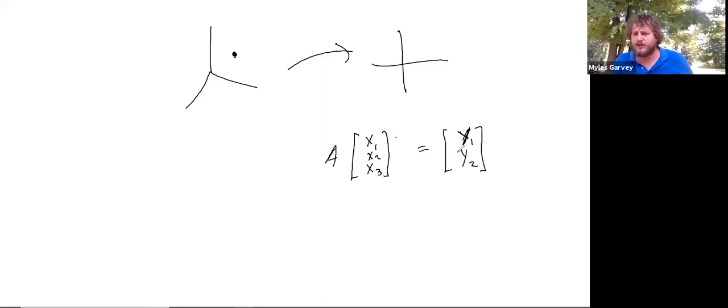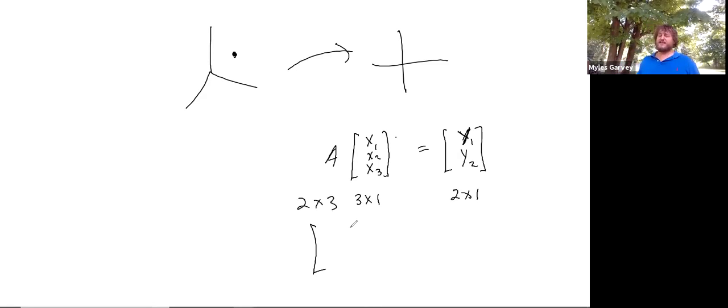So how do I do this? Well, if this is a 2 by 1 and this is a 3 by 1, to get the 2 by 1, I need a matrix that is 2 by 3, right? Now, depending on what that matrix looks like, that matrix is going to do different things to the points. So each matrix defines a unique function between three-dimensional and two-dimensional space in this instance.